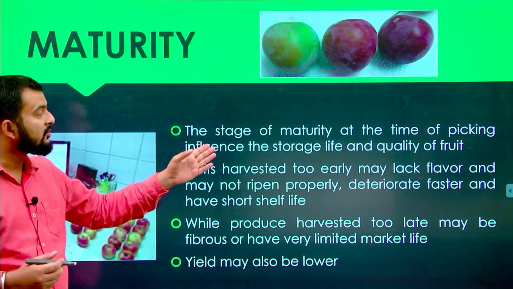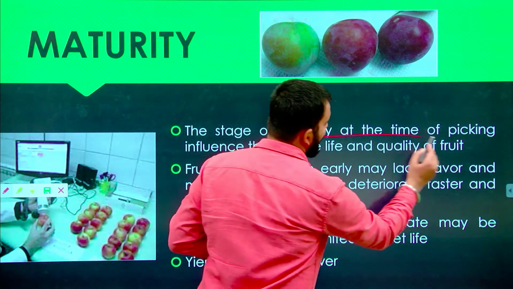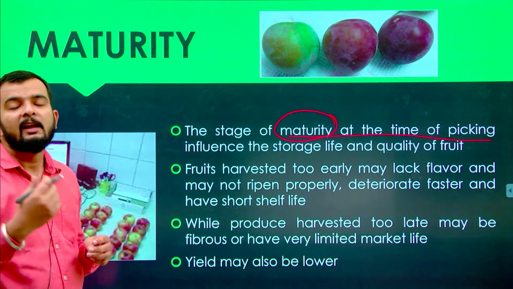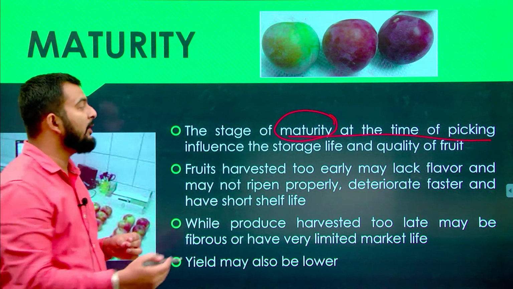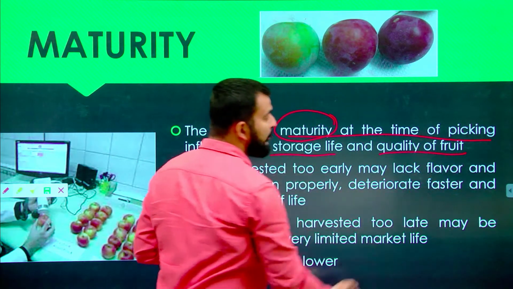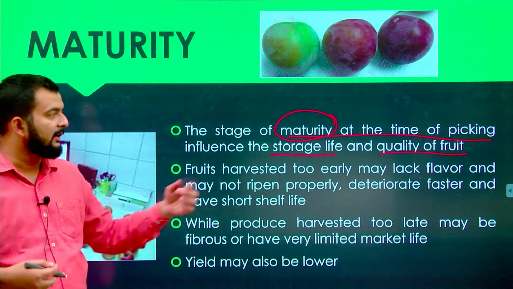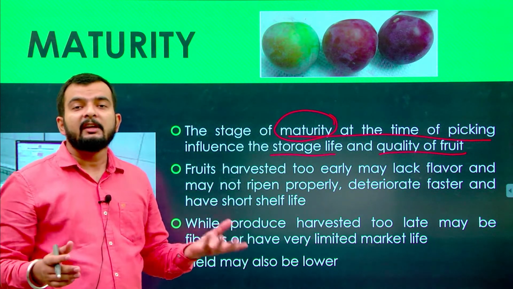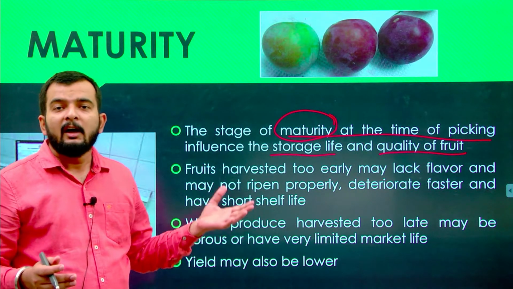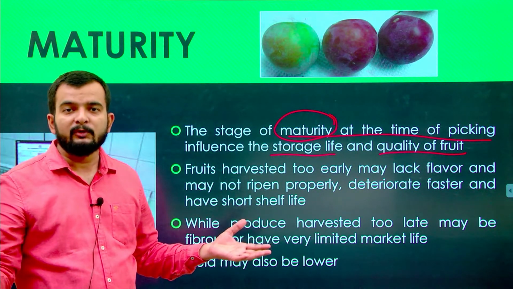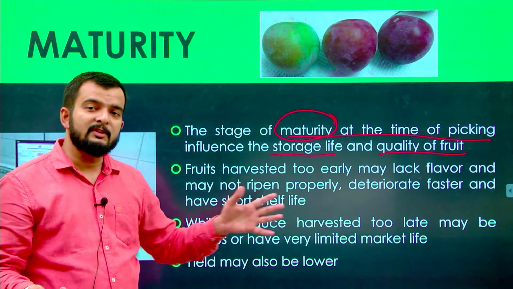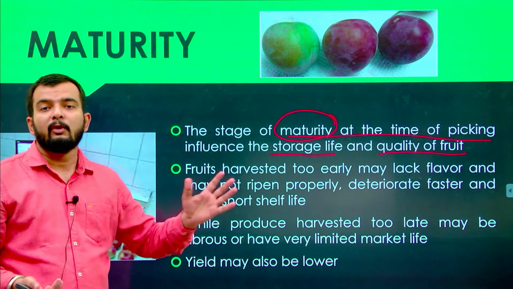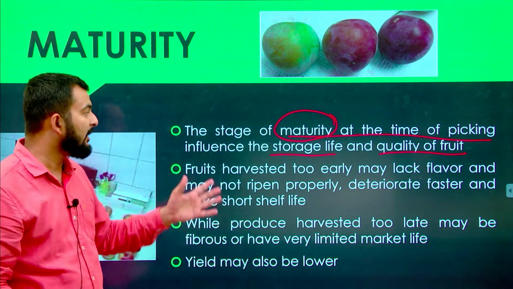Now, next we see the stage of maturity at the time of picking. Okay, this maturity is how mature the fruit is when it is plucked from the tree. That influences the storage life as well as the quality of the fruit. How is it so? We will study about it later. Why does that happen? We have studied in physicochemical changes. There are various nutrients, various components in unripe fruit and in ripe fruit. So all the physicochemical changes happening during ripening will completely change the quality of the fruit from non-edible to edible. Okay.